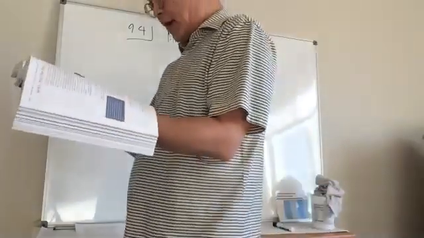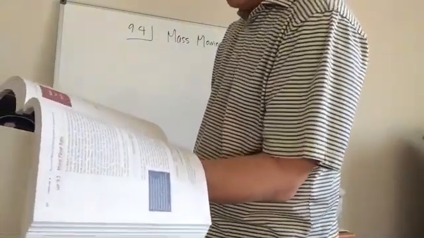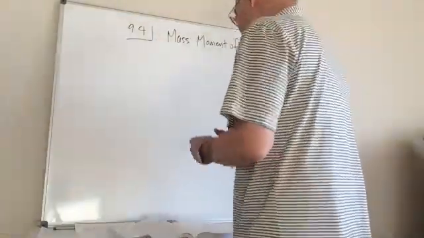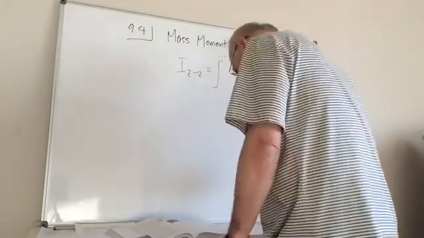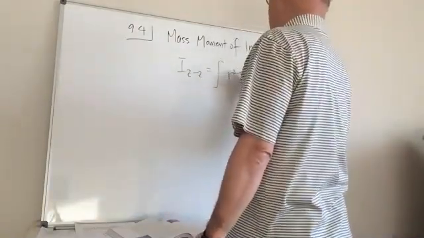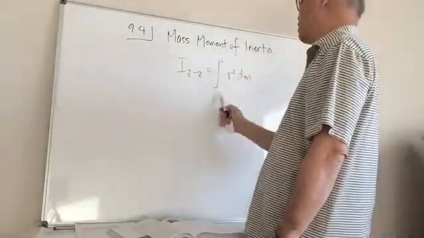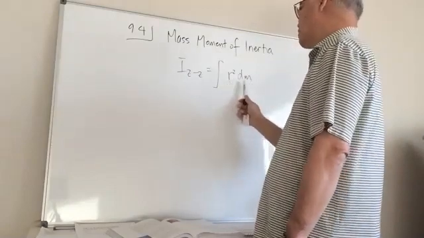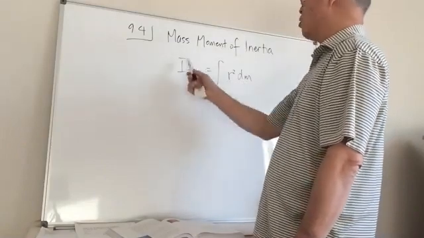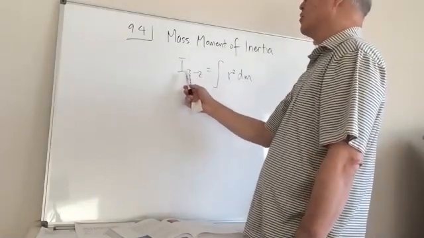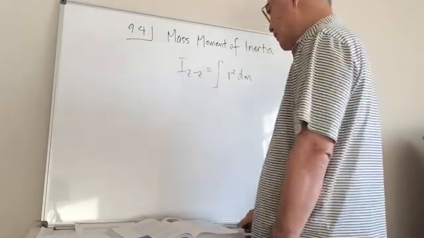at some of the equations in the back of 9.9, you will see that there is an equation that looks like this. So this is the integration of this function using this variable, and this is the moment of inertia around the axis z. Okay, that's what that means.